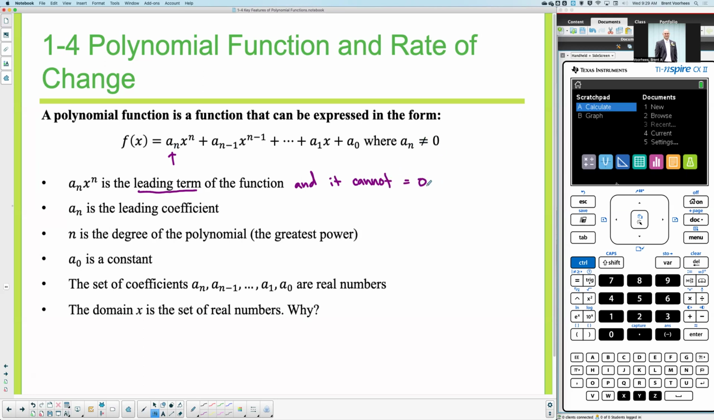That's what this is saying up above. So I'll add that in. A sub n times x to the power of n is called the leading term. The leading term is the highest powered term. The an is the leading coefficient. N is the degree. That's a key word you're going to hear a lot, degree. The degree means the highest power or greatest power. That's your key vocabulary term.